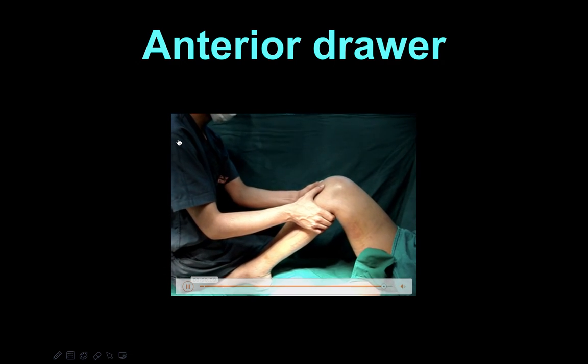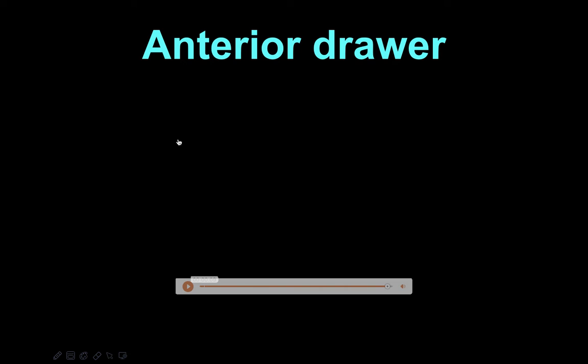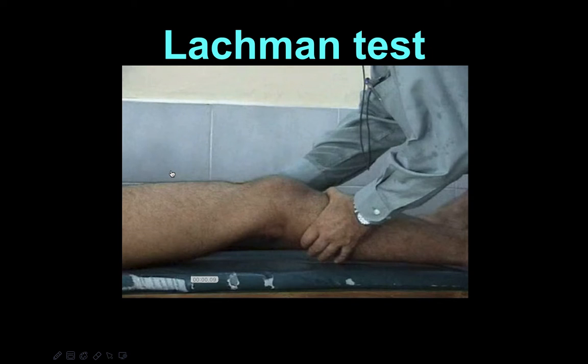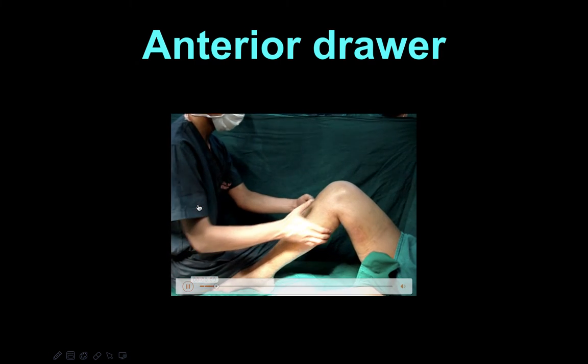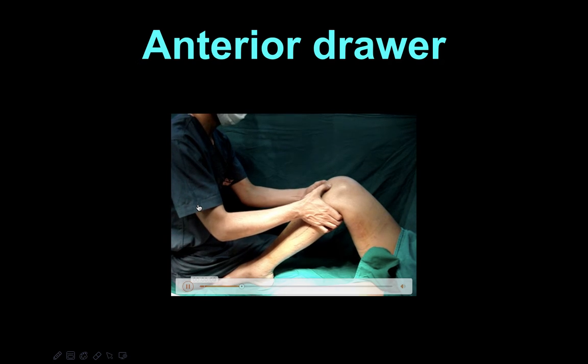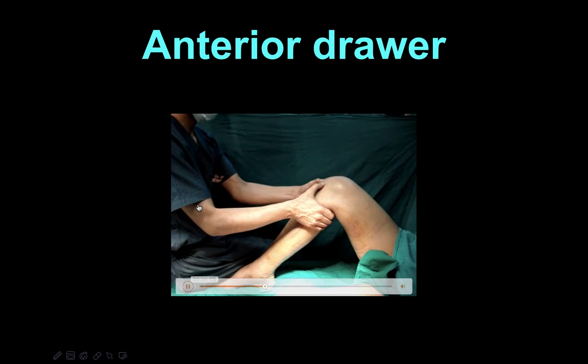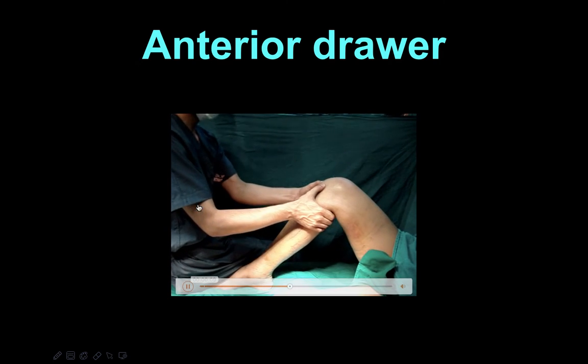If there is 2 mm anterior translation of the tibia beyond the anterior part of the femoral condyle, then this test is positive. Also, if overall the translation is more than 10 mm from posterior to anterior, then this test is also positive.